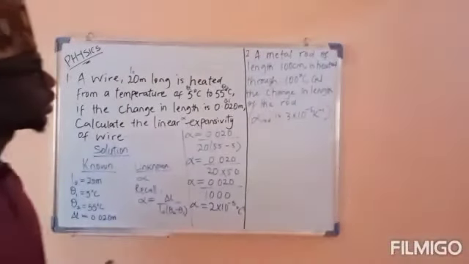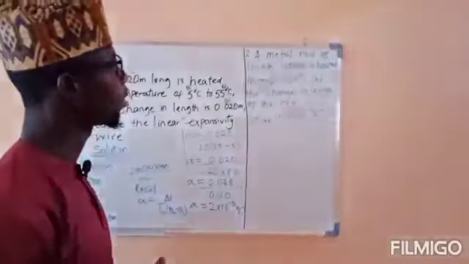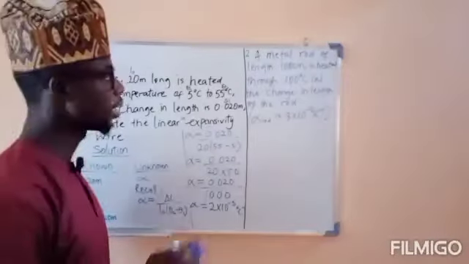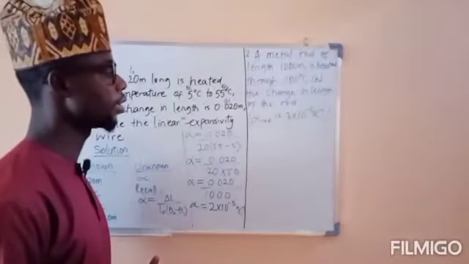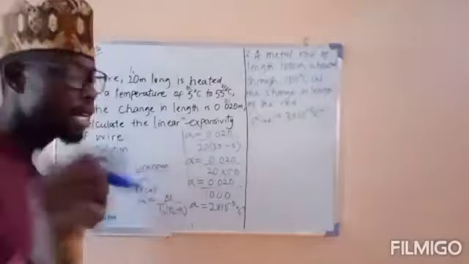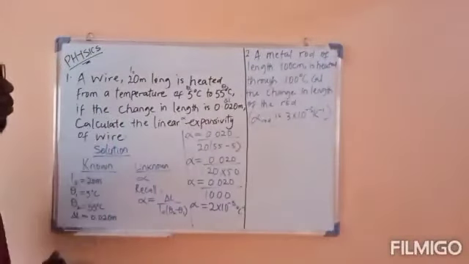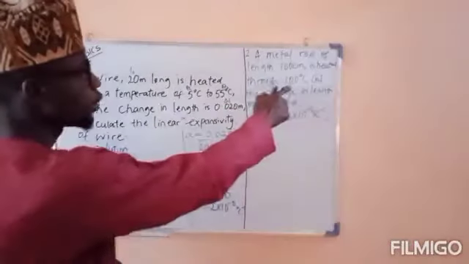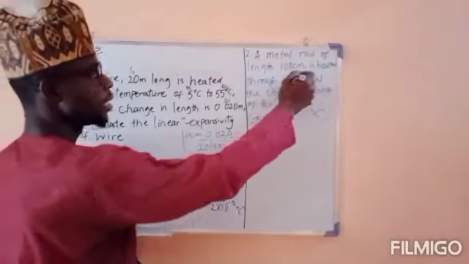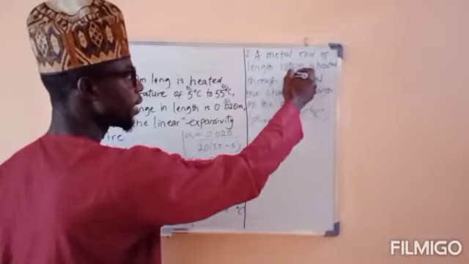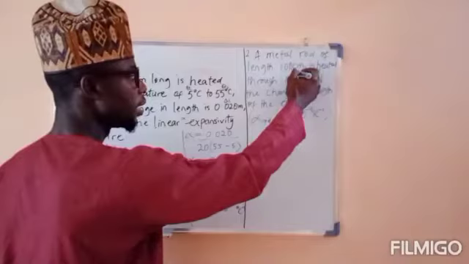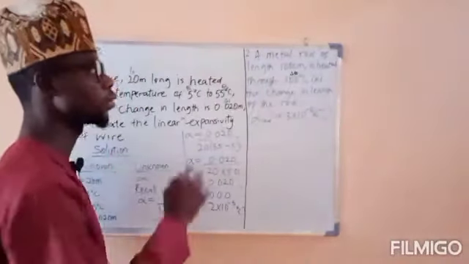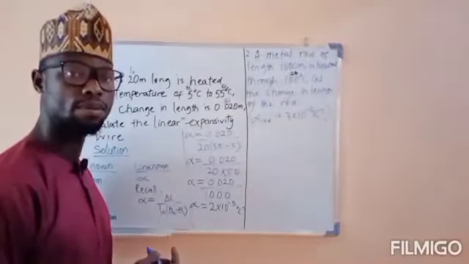The next one is a metal rod of length 100 centimeter is heated through 100 degrees Celsius. Calculate the change in length of the rod. Compare this question with this question. You see, you have two temperatures here, right? But here it's heated through this temperature. This shows that your difference in the final temperature and the initial temperature has been given to you. That is the change in temperature, or we can call it temperature rise. Are we clear?